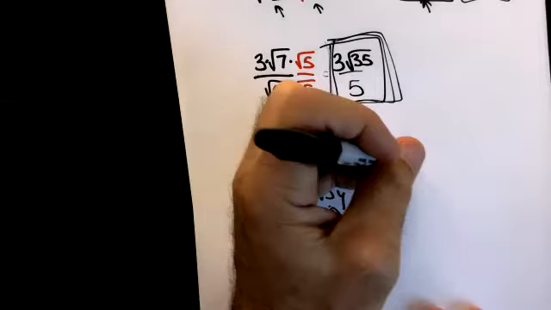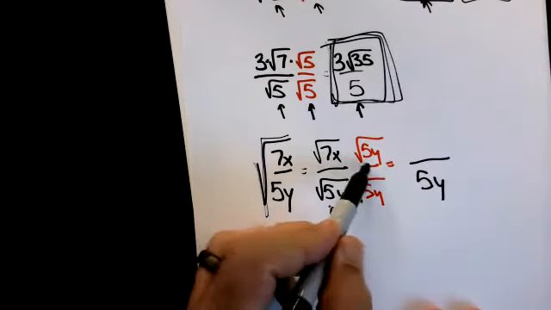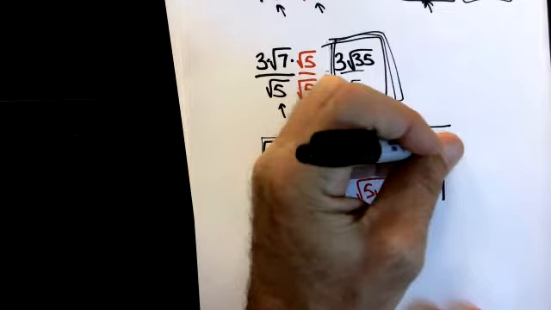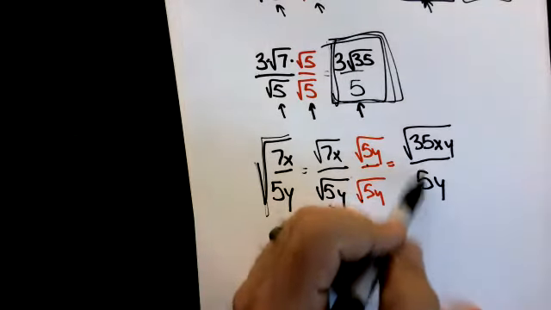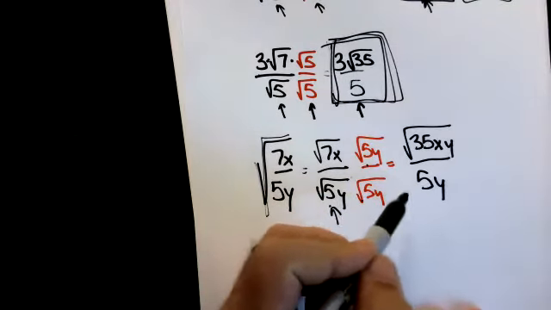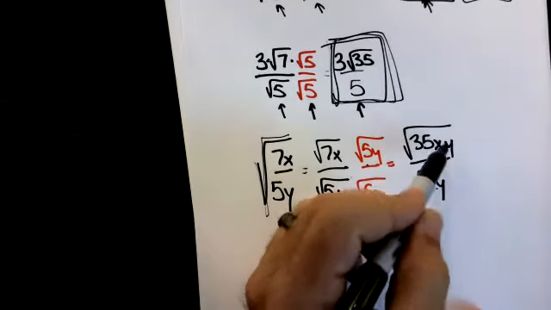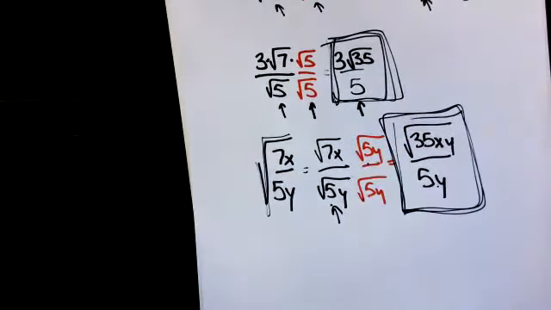Square root of 5y times the square root of 5y is 5y. Square root of 7x times square root of 5y is the square root of 35xy. Just like with the numbers, we can't reduce the 5 and the 35. This is outside of the radical. This is inside. We can't reduce the y's. This is outside of the radical. This is inside. This is as simplified as this one gets.